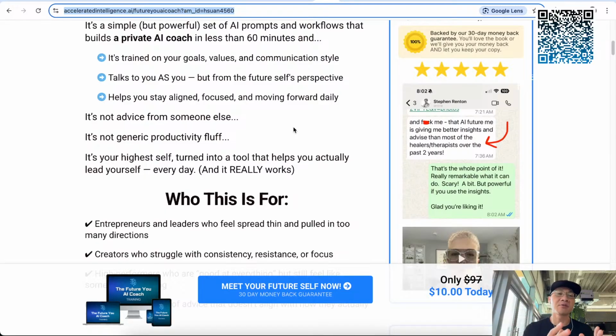So this future version is trained on your goals, values, and communication style. It talks just like you. It speaks just like you, but from the future self's perspective. So that helps you stay aligned, focused, and moving forward daily.